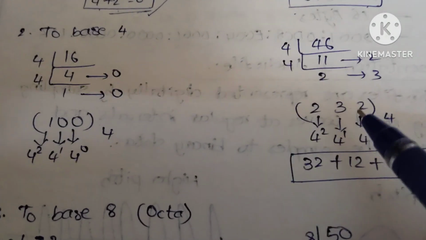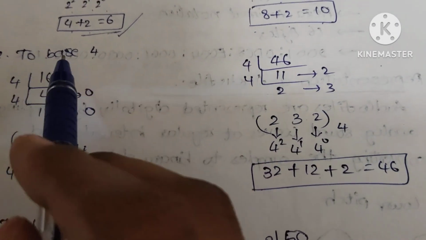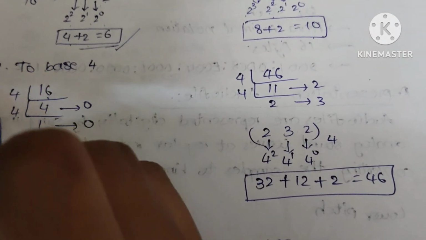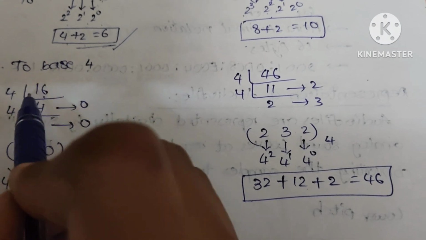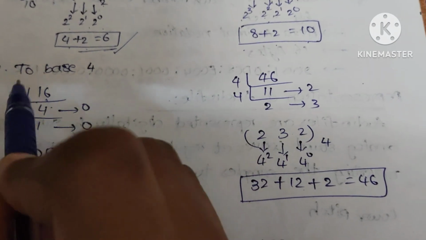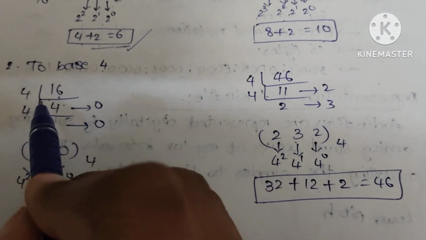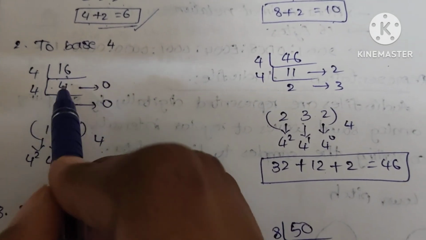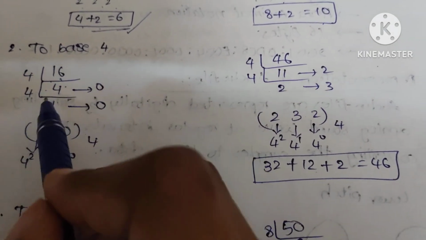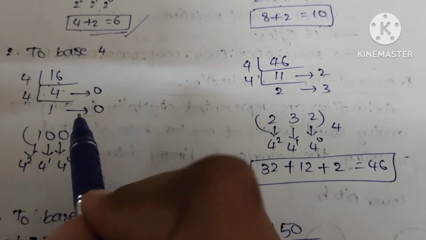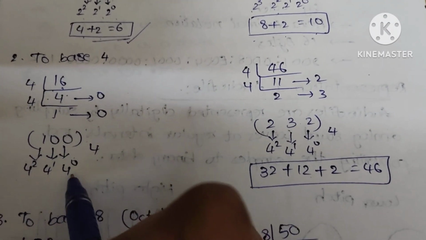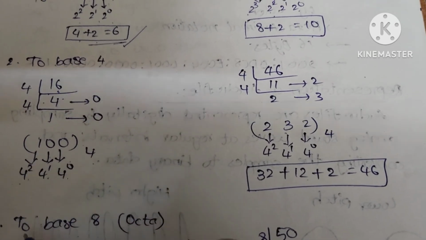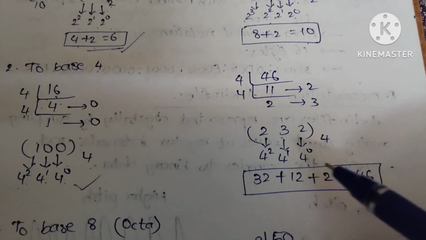Now let's go to base 4. Taking the example 16, we are converting this number to base 4. So divide by 4. 4 4s are 16 and the remainder is 0. 4 1s are 4 and the remainder is 0. So the number is 100. Let's check: 4 power 0, 4 power 1 and 4 power 2. So 4 squared is 16. So it is right.